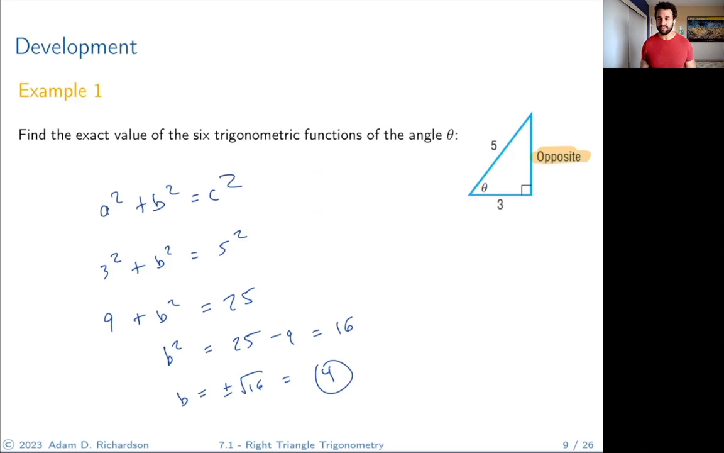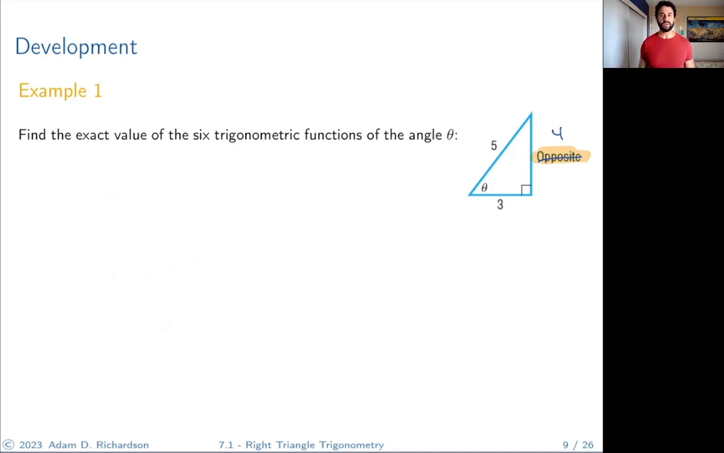All right, so now we know that the length of that opposite side is 4. Okay, now the fun part. Since we know SOHCAHTOA, we can easily produce all 6 of the trig functions at a glance just by using that mnemonic. So sine of theta is opposite over hypotenuse, so it's 4/5. Cosine of theta is adjacent over hypotenuse, so it's going to be 3/5. And then tan theta is opposite over adjacent, so it's going to be 4/3.